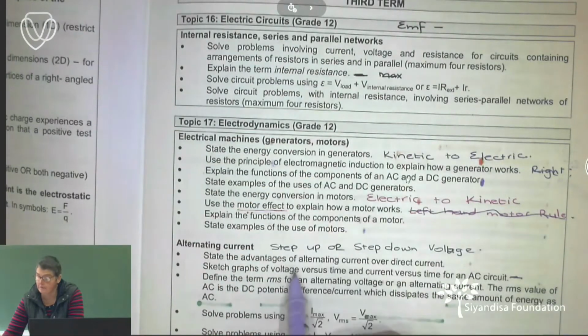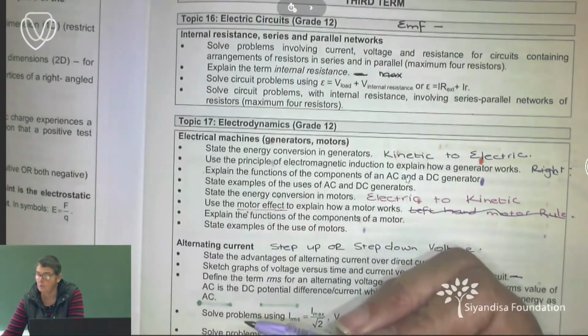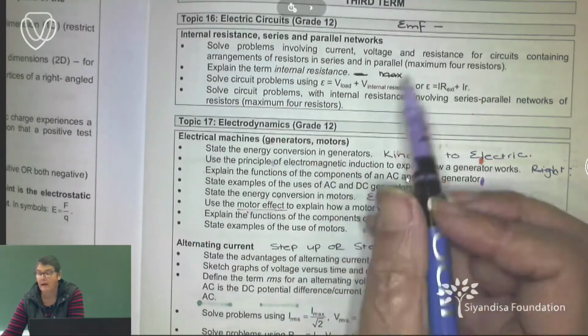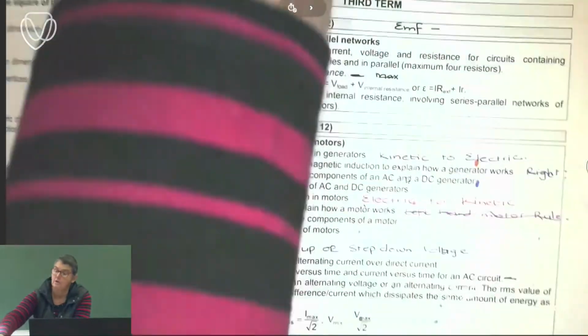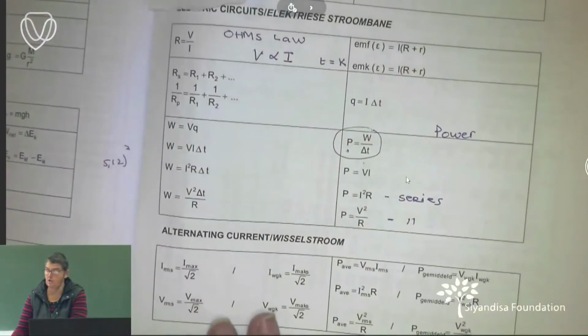So there's not a lot of definitions to learn. There's Ohm's law, there's power, and then there is EMF and internal resistance. Now let's just quickly go back to our data sheet again.